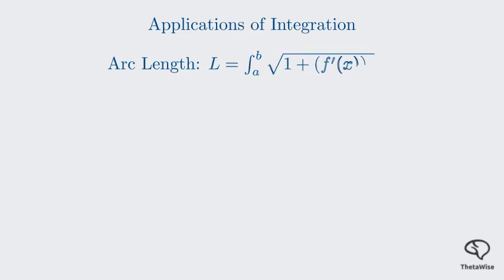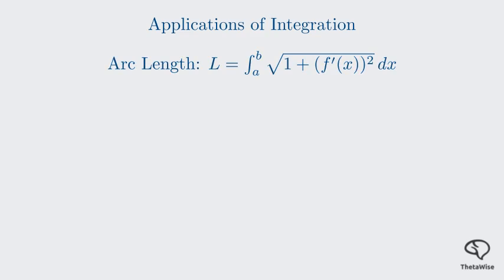Applications of integration? First, let's find the arc length of a curve. The arc length L of a smooth curve, y equals f of x from x equals a to x equals b is given by this formula. L equals the integral from a to b of the square root of 1 plus the square of the derivative of f of x dx.